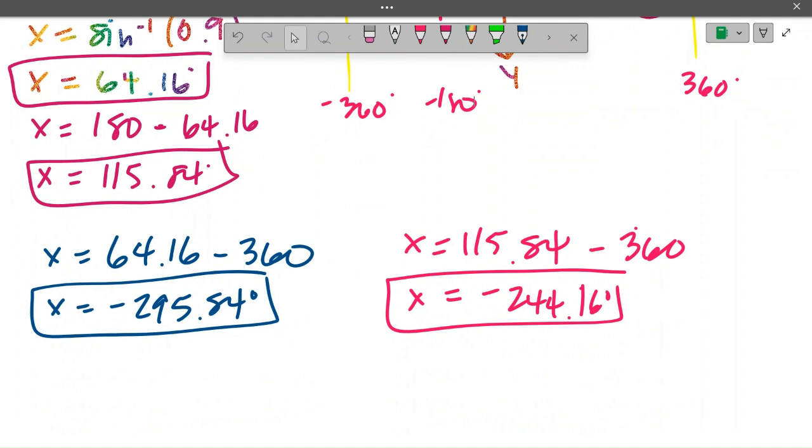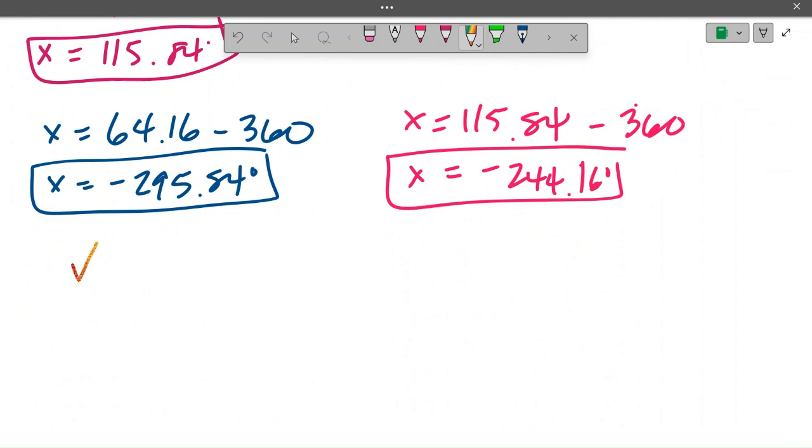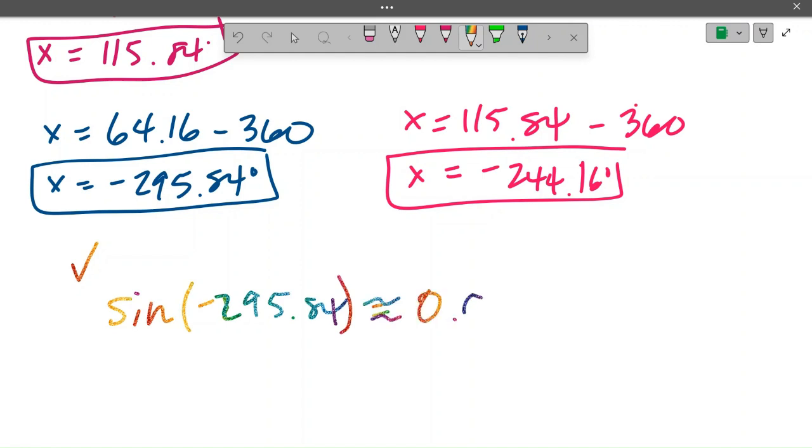Now, you probably know what I'm going to say. Check your answer. Pop these into your calculator and make sure that you get approximately 0.9 out. So as a reminder, to check your answer, you are going to say the sine of, pick a value. You should do this for every value, but pick just one. To start with, 295.84 degrees. Make sure you're in degrees and not radians. And you should get, I'm going to say approximately 0.9. I checked my answer prior to making this video, so I know that works. You should do this with every single value. It's a fast way to make sure that you did not make a mistake.